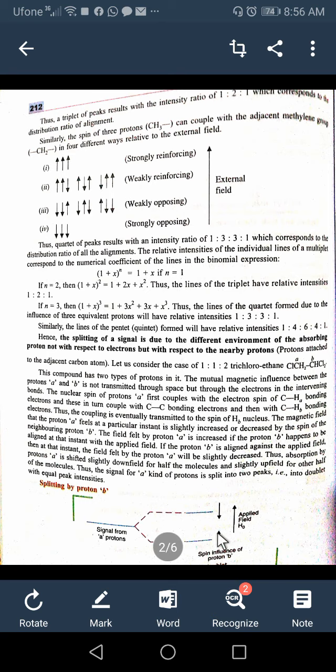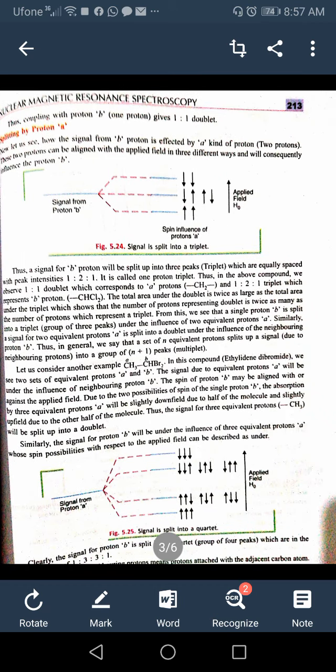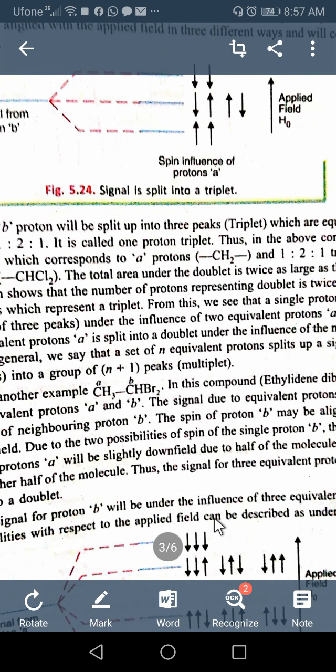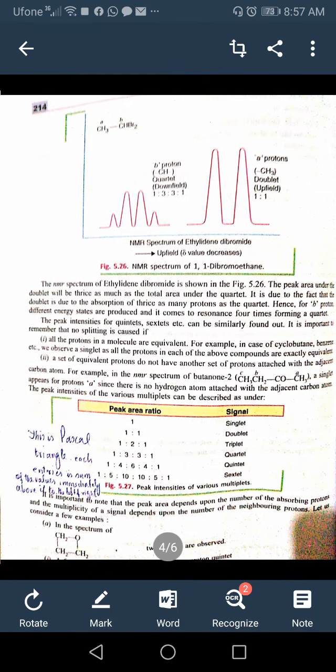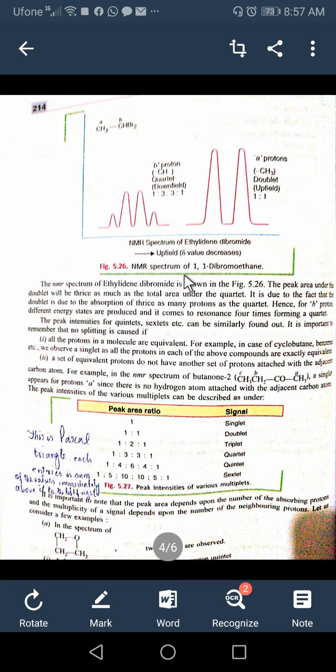How is the doublet obtained? This will be the arrangement. One proton has the nuclear magnetic moment in this direction, the other has it in this direction. So two lines will be obtained for the CH3 protons, and the ratio will be 1 to 1. This is the doublet in the NMR spectrum.